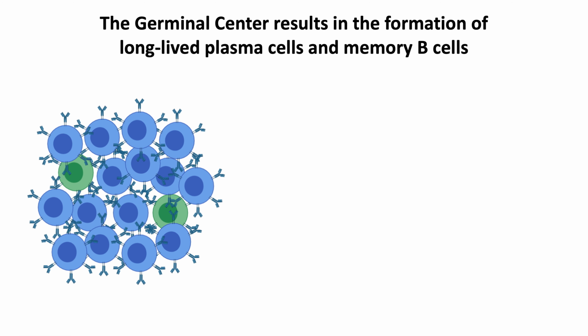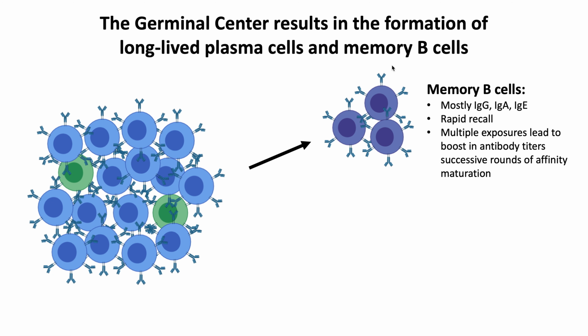And the end result of this whole process of somatic hypermutation and affinity maturation is two things. One is the formation of memory B cells. These memory B cells are mostly class switched, and they're capable of rapid recall responses, so that if you ever get infected with the same pathogen again, you get a rapid boost in antibody titers and successive rounds of affinity maturation. And so if you look at primary versus secondary versus tertiary activation or boosting of B cells, you find that the antibodies increase in numbers, but they also increase in affinity.